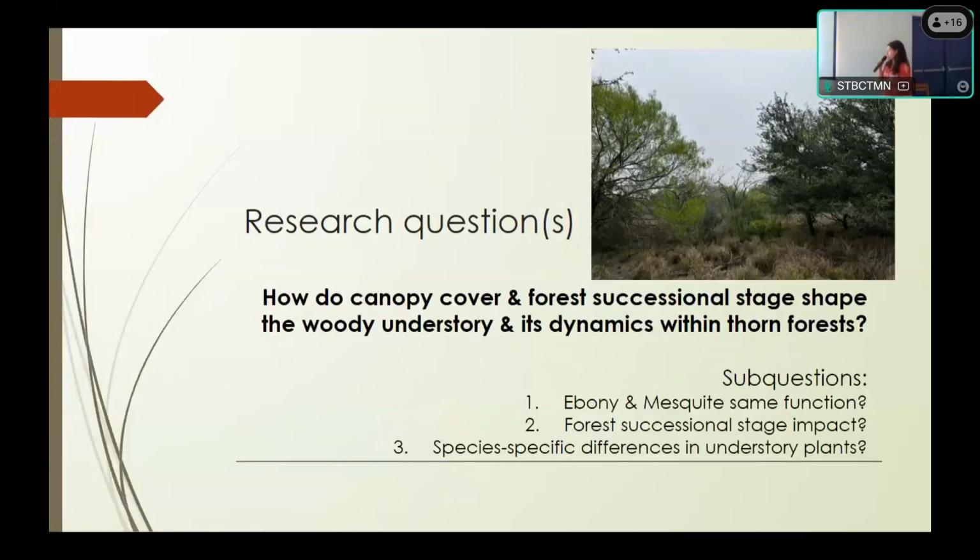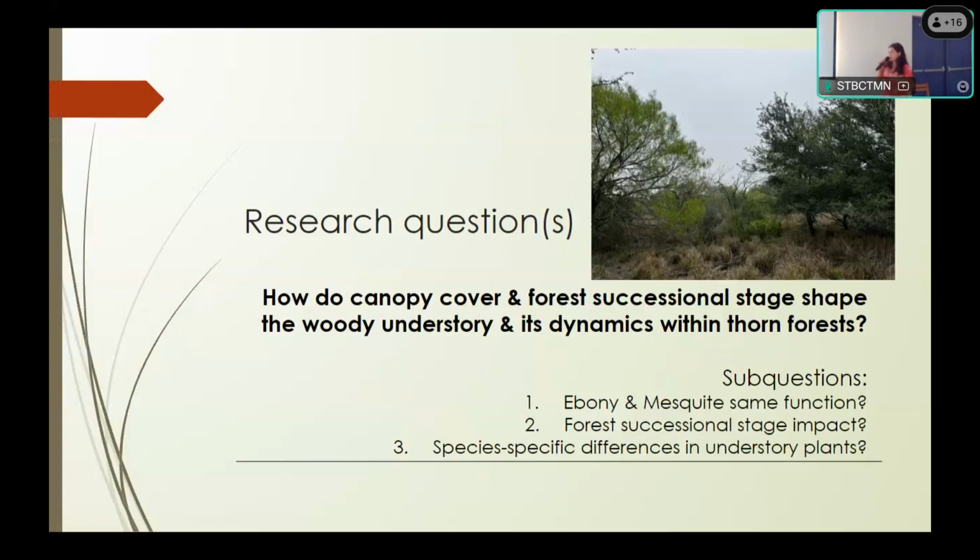So my research question is, how do canopy cover and forest successional stage shape the woody understory and its dynamics within thorn forests? That's kind of a mouthful. I'll go into it in a little bit. But there are also some sub-questions. So I talk about canopy cover. Canopy is just the tree that's above you, the canopy of its leaves, and the shade that it's creating around that area. But obviously there's a bunch of different trees that grow here, so there's a lot of different canopies that we're talking about.